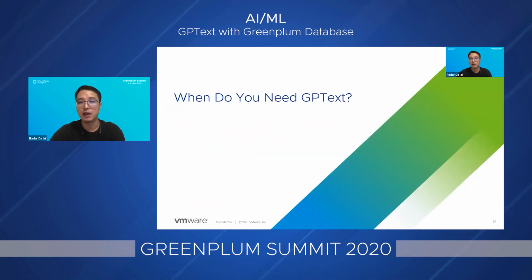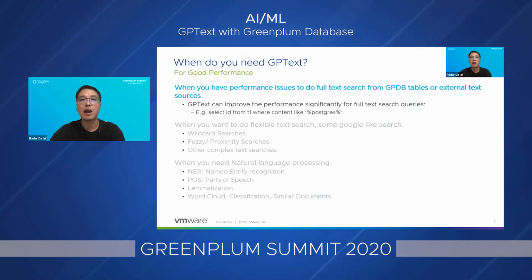Now we know GPText, so when do we need to involve GPText? Here I listed some cases where GPText can greatly accelerate or simplify your queries. The first one is when you have performance issues doing full text search against a GPDB table. For example, you run a simple query to search for Postgres in a table which contains a lot of content.